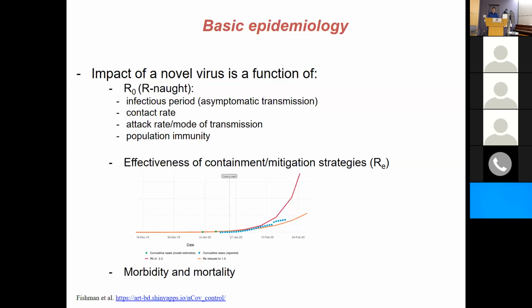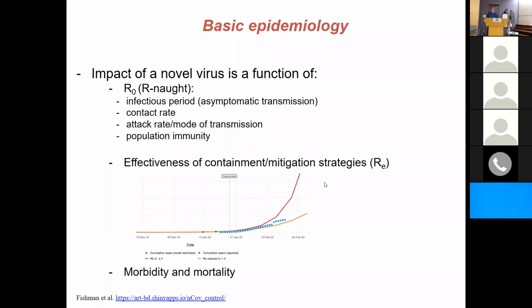So talking about the impact of a novel virus, it's a function of R0, and I will talk more about details, the effectiveness of containment or mitigation strategies, and of course the disease's morbidity and mortality. Now, R0 itself is a function of the infectious period. So, of course, the longer someone is infectious, the longer period of time that that person can transmit to someone else. And this would include transmission during an asymptomatic or pre-symptomatic period. And I will show you some studies on that.